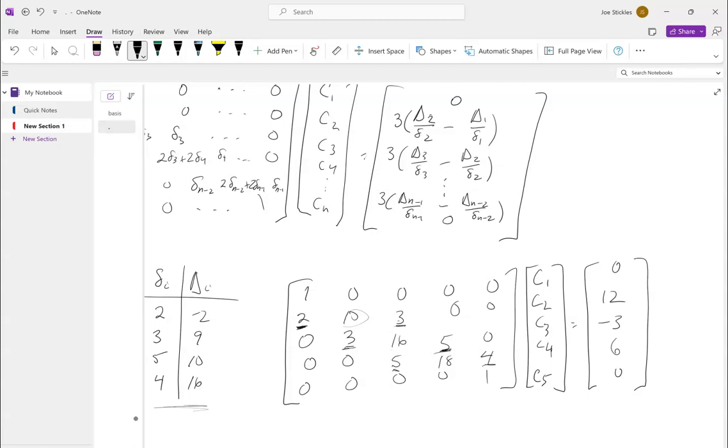16 divided by 4 is 4. 10 over 5 is 2. 4 minus 2 is 2. All right, cool. So far, so good. Yes? No?